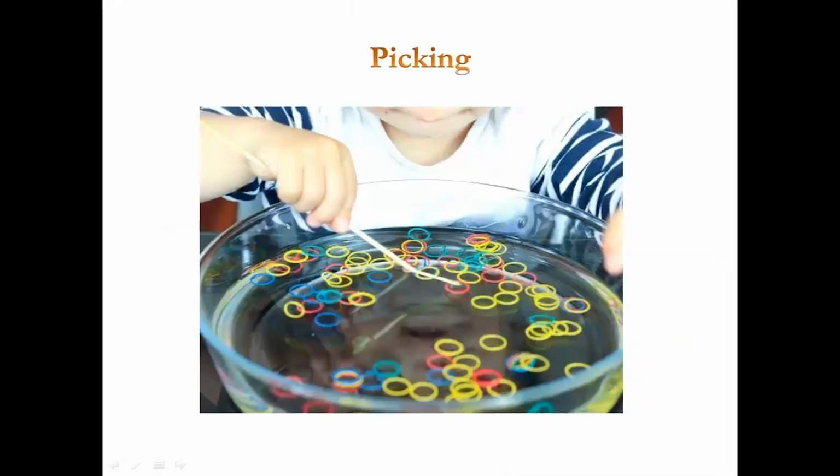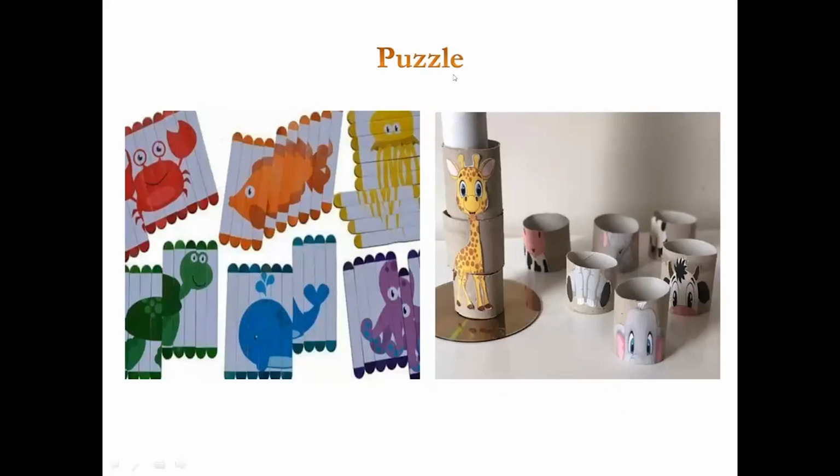Here what you have is a picking task. A bowl of water is present with rubber bands floating on it. The child can be given a broomstick or a simple stick and asked to remove each one and put it outside. And simple puzzle games can be used. Homemade puzzles, you can draw, and these are just ice cream sticks. And here you can see the toilet roll which is used. The child has to arrange it to make the right animal by picking the appropriate body parts.